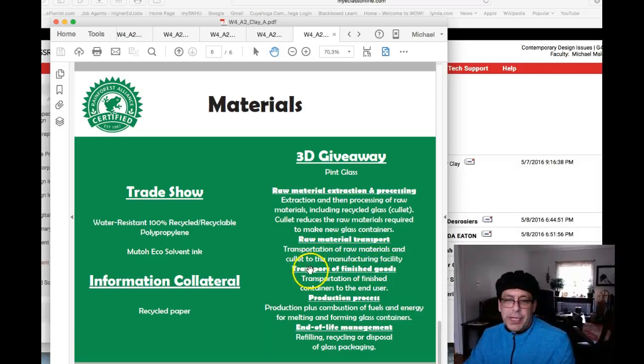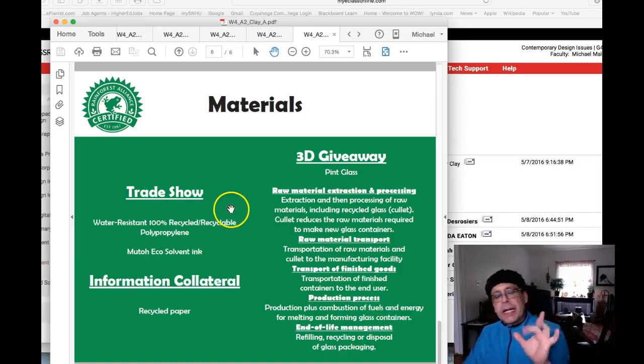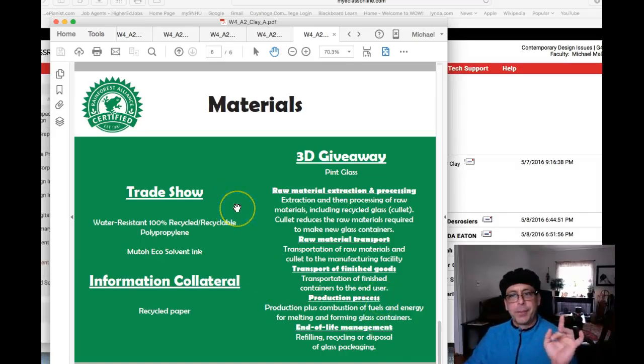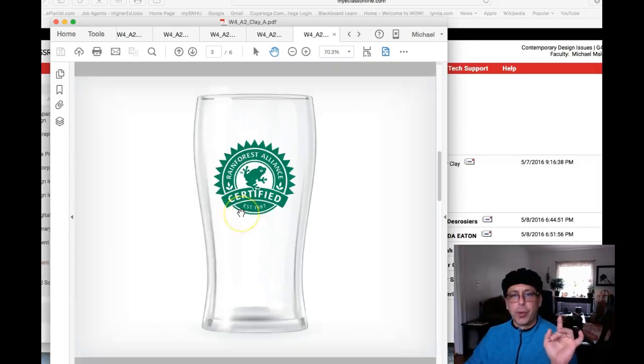Transportation of raw material and cullet. I don't know what cullet means, to the manufacturing facility. Transportation of finished containers to the end user. See, it's just not telling us anything. You really got to get down and get some research into this, okay? Really super, super important at this point.